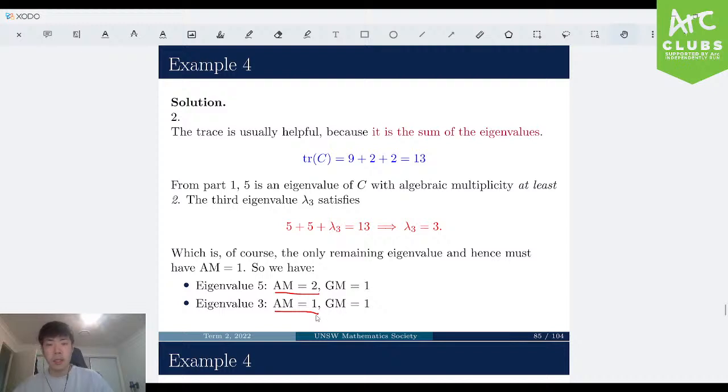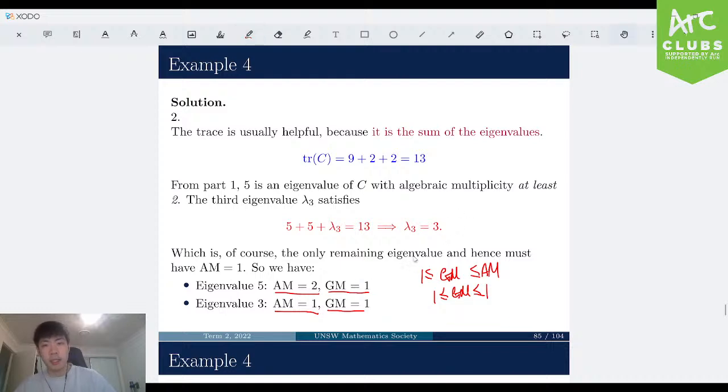Now furthermore, using the fact that the GM must be greater or equal to 1 but less than or equal to the AM, we instantly know that the GM of eigenvalue 3 must be 1, because at the moment it's being bounded above and below by 1. And furthermore, the GM of 5 is also 1. Why must that be the case?